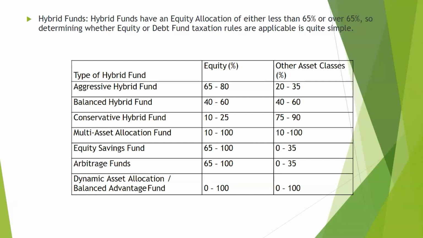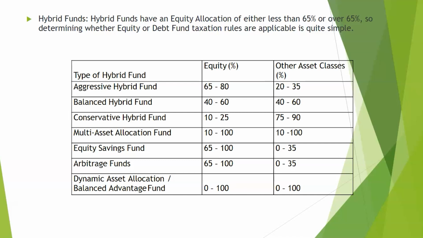Hybrid funds. Hybrid funds have equity allocation of either less than 65% or more than 65%. So determining whether equity or debt taxation rules are applicable is quite simple. Here is the table given for that.